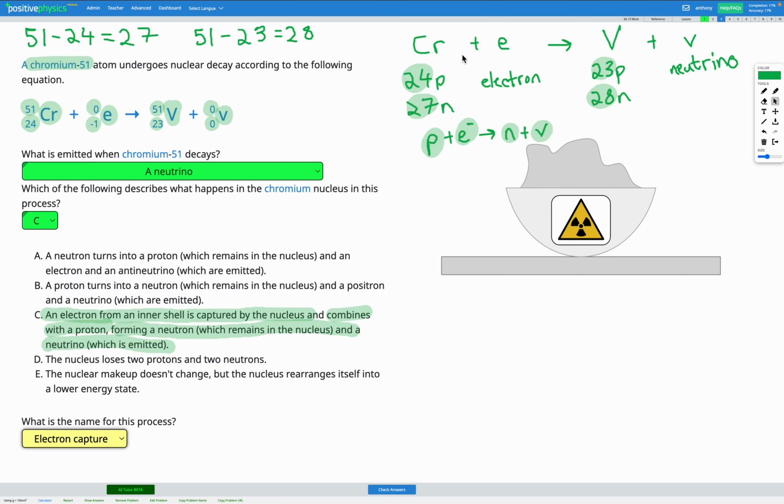It's where the nucleus captures an electron from one of the inner shells, and it combines with a proton to form a neutron and a neutrino. So those are our two new types of decay. We had positron emission and electron capture. You already know about alpha, beta, and gamma decay, so I'm not going to go over those again, but you can see those in the previous skill if you need more practice.